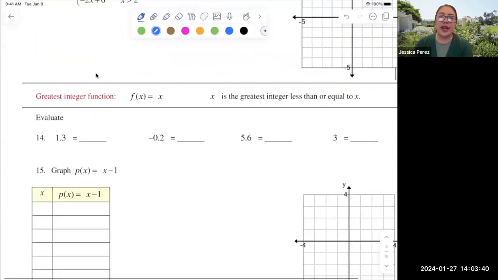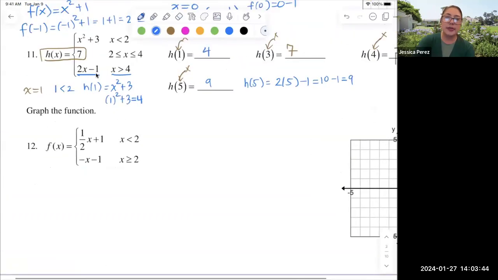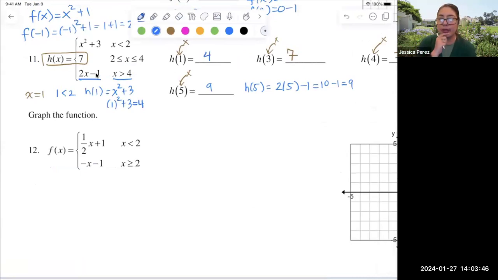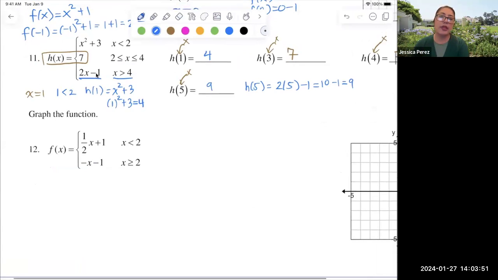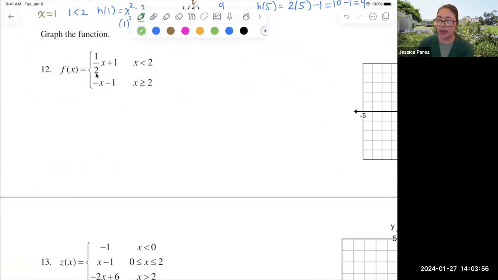The next few, we're actually going to graph these. So notice I have 2 different pieces. One is less than 2 and one is greater than 2. So we're going to have 2 different pieces. When you're graphing, I like to do it step by step. So the first thing that I want to do is identify my endpoints.